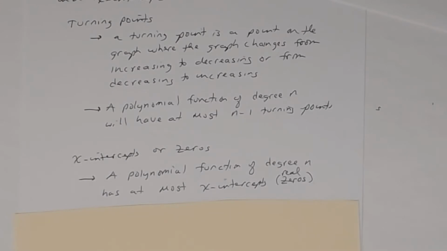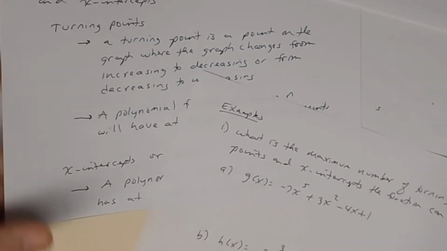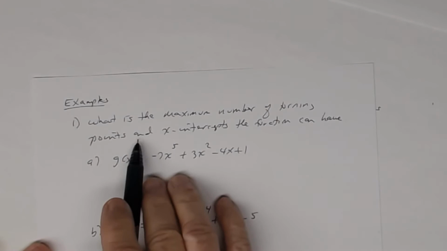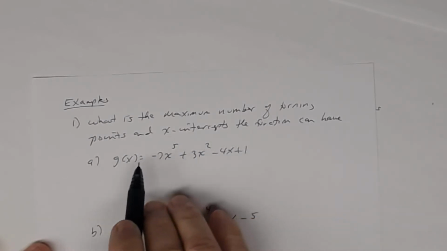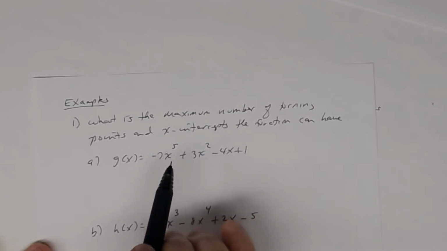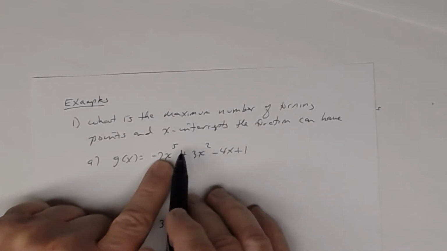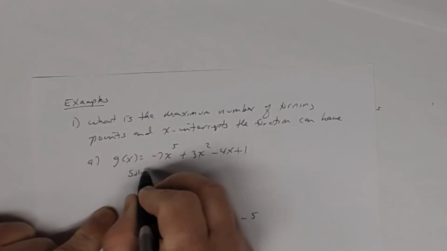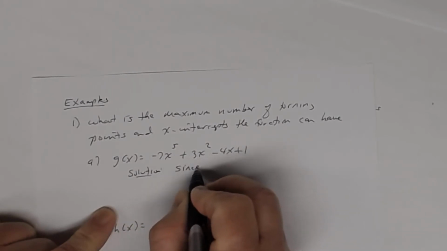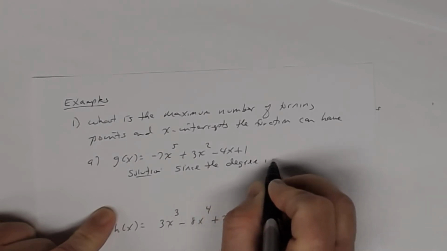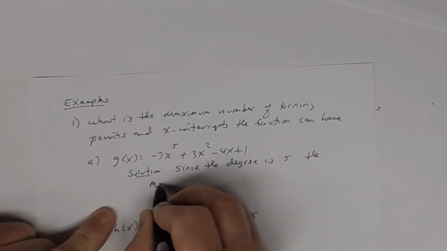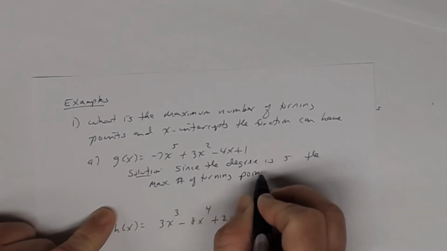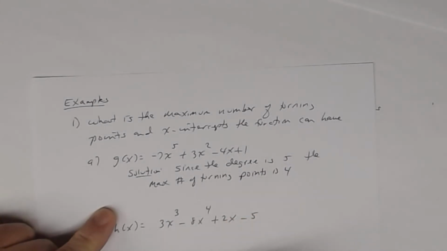All right, so let's look at some examples. Let's look at this one. Number one, what is the maximum number of turning points and x-intercepts the function can have? First of all, in order to answer the question, you need to know the degree. The degree of this polynomial, which is the largest exponent, is 5. So let's do the solution here. Since the degree is 5, the maximum number of turning points is 4, okay?